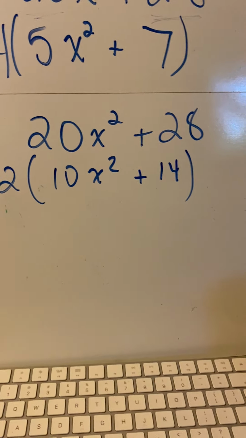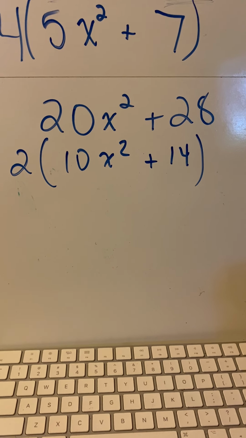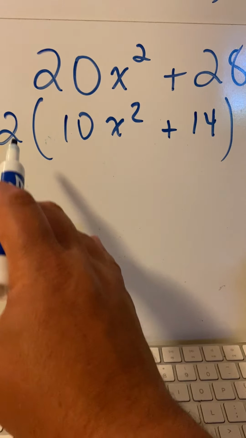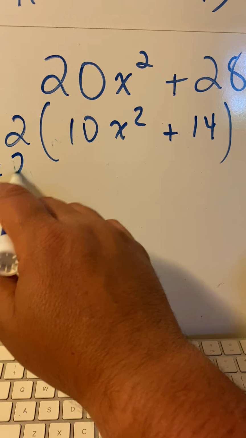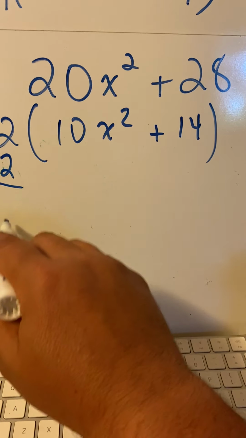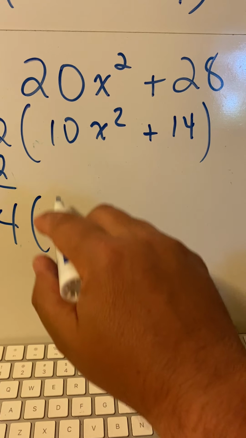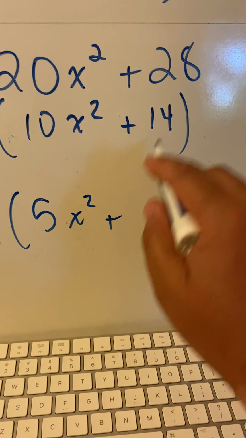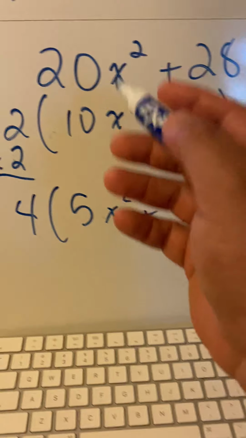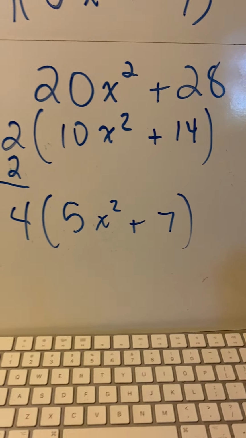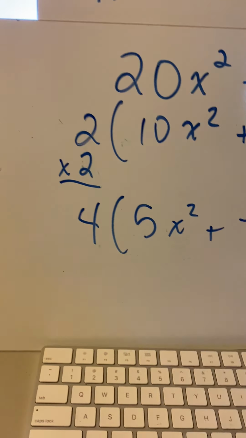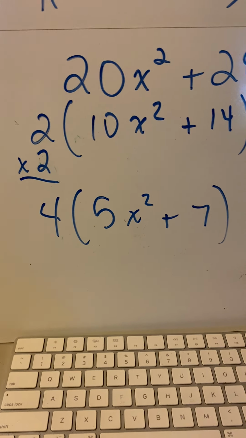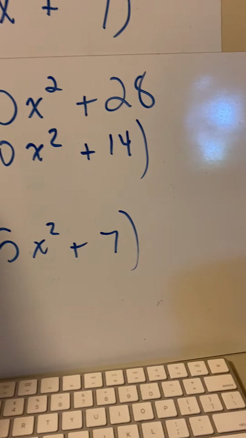But you still look here, 10 and 14 are both still divisible by 2. So you can factor a 2 out of this. But if you factor another 2 out of this, you've got to multiply that one by the 2 that you factor out. That's going to be the 4. That divided by 2 is 5x squared plus 7. And it works out. It works the same way. You just have to remember that whatever you factor out, you have to multiply that coefficient by that out front for it to work and be correct.